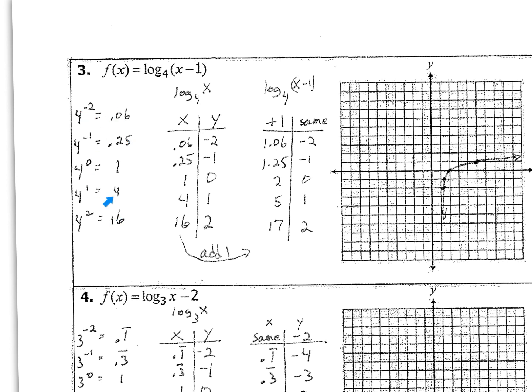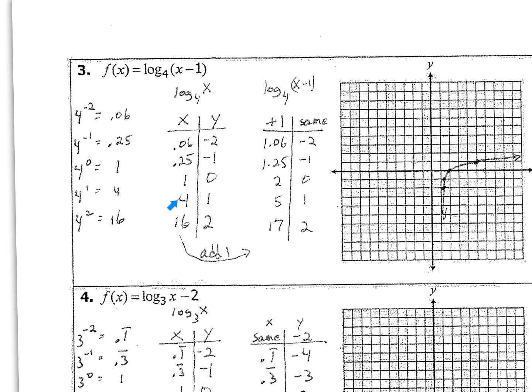So I'm going to write these down as x, y's. Again, the x of 0.06 has a y of negative 2. And the 0.25 and negative 1 and so on. 1, 0, 4, 1, 16, 2. But because we have this x minus 1, remember with parentheses inside with the x, it shifts the graph right or left, and it's always in the opposite direction that you would think. So a minus 1 actually shifts it to the right one.